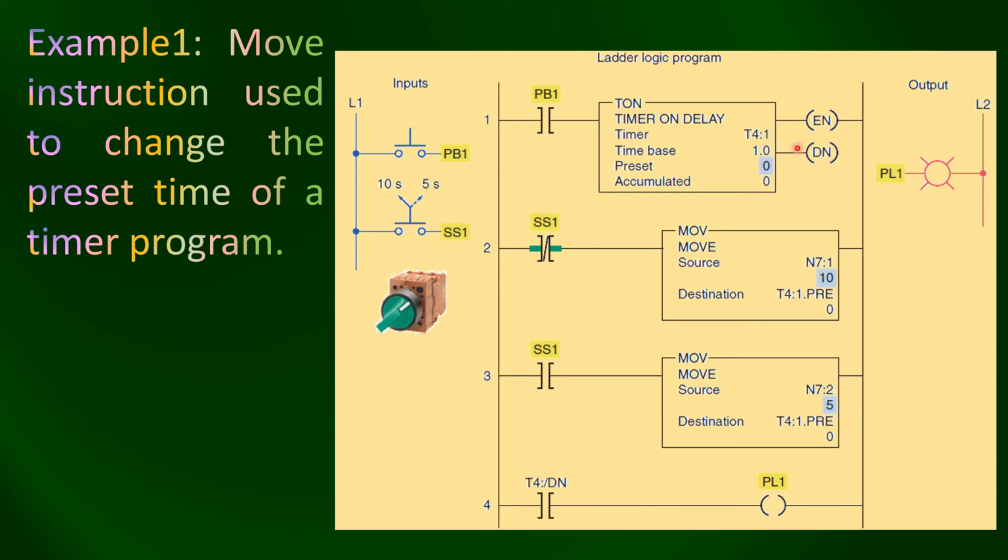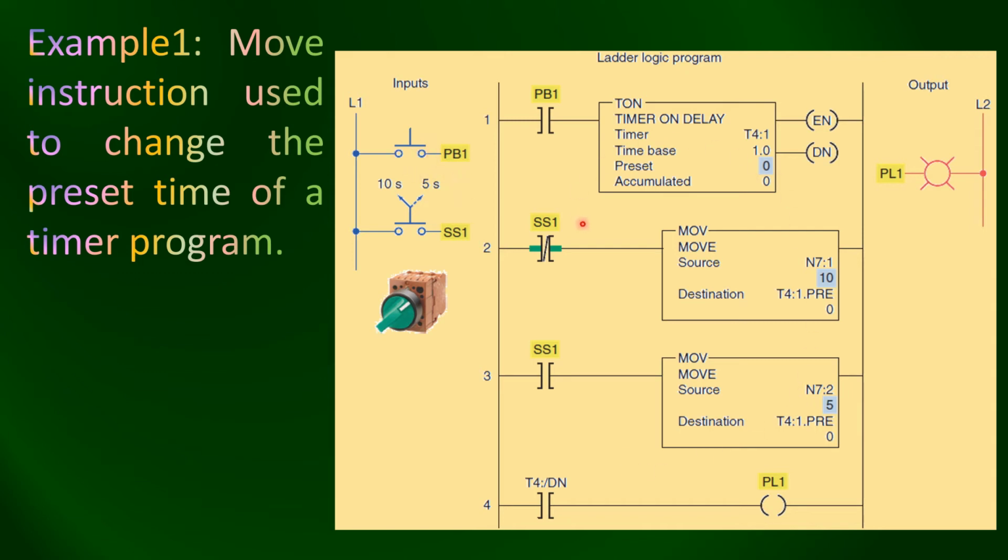The second thing: can you change this program so that the light becomes on for only 10 seconds and off for 5 seconds by just pressing one switch, PB1?